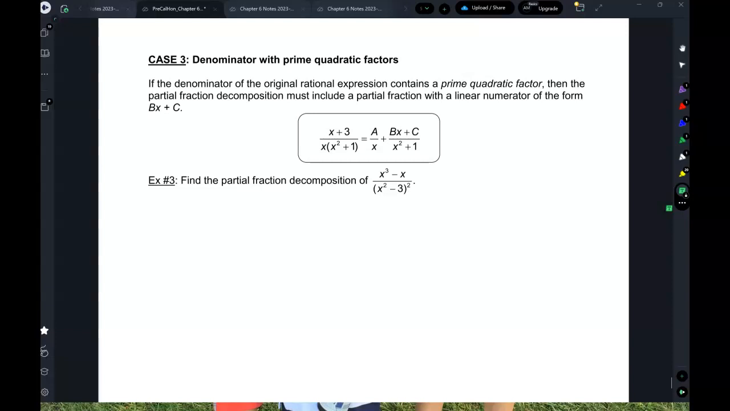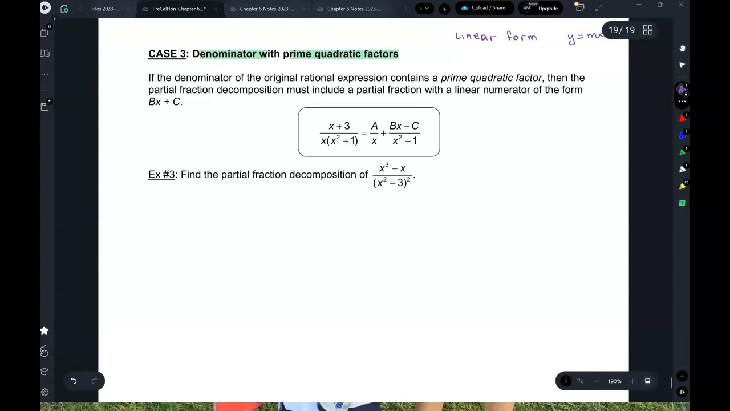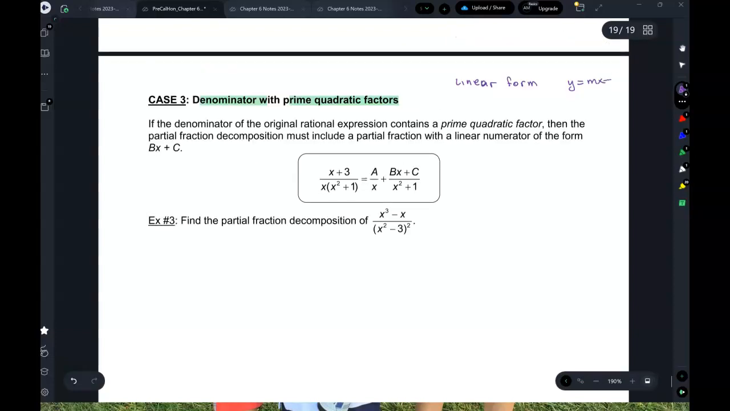Okay, let's kick it up a notch. What if you have denominators with quadratic factors that you can't factor? Well, remember how we said whatever the denominator is, the numerator has to have one less degree? What if the denominator is quadratic? Then the numerator has to have a linear term. Well, what is our favorite form for a linear equation? It's y equals mx plus b.